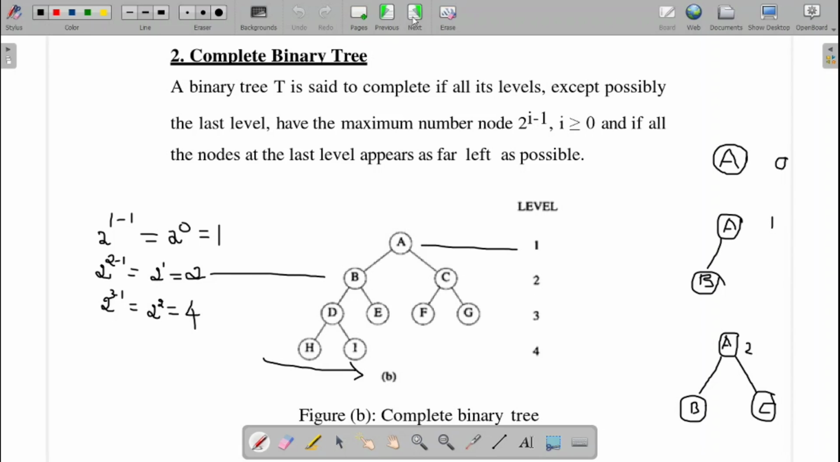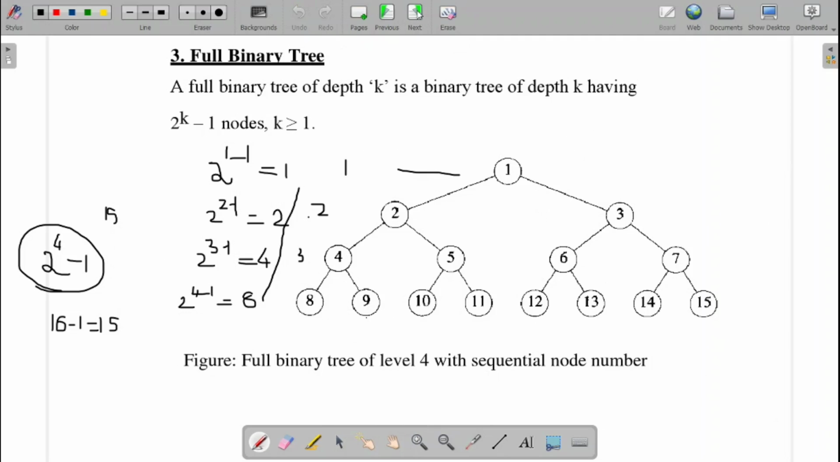complete binary tree. In case of a complete binary tree, to go to level 4, the elements of level 3 should be full. To go to level 5, the elements of level 4 have to be full. So such an arrangement we call the complete binary tree. That is, a maximum of 2 power of i minus 1 elements will be present at each level. That will be your complete binary tree.